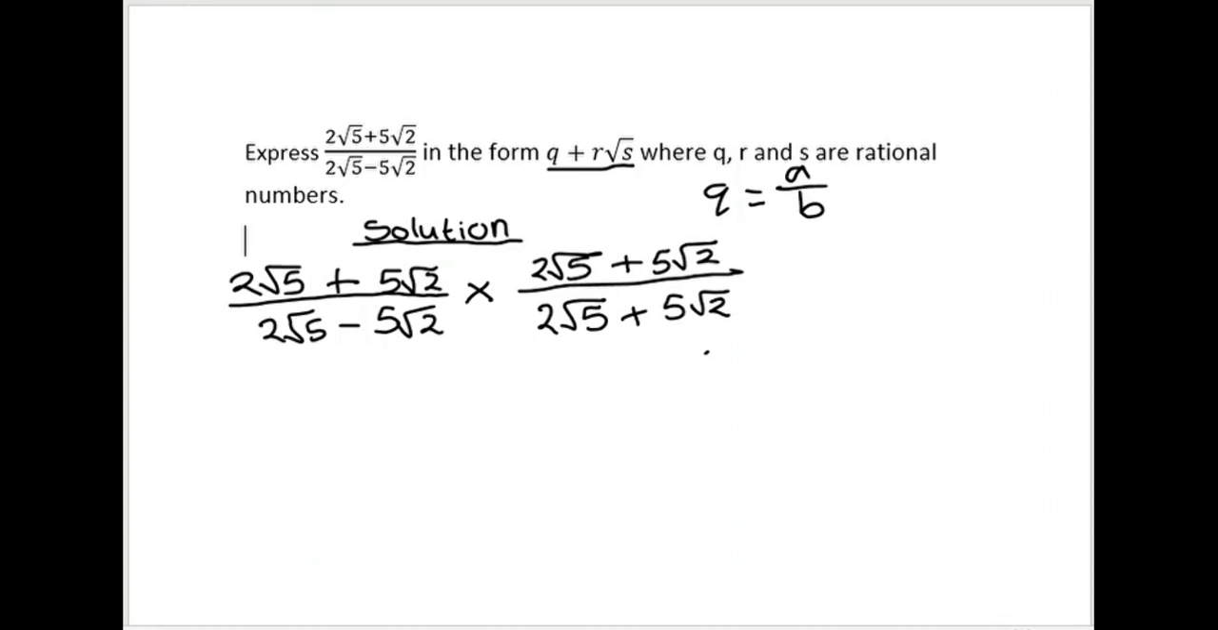Alright, so I'm going to multiply the numerators and the denominators together. So I have 2 root 5 times 2 root 5. That's the first thing I'll do here. 2 root 5 times 2 root 5.